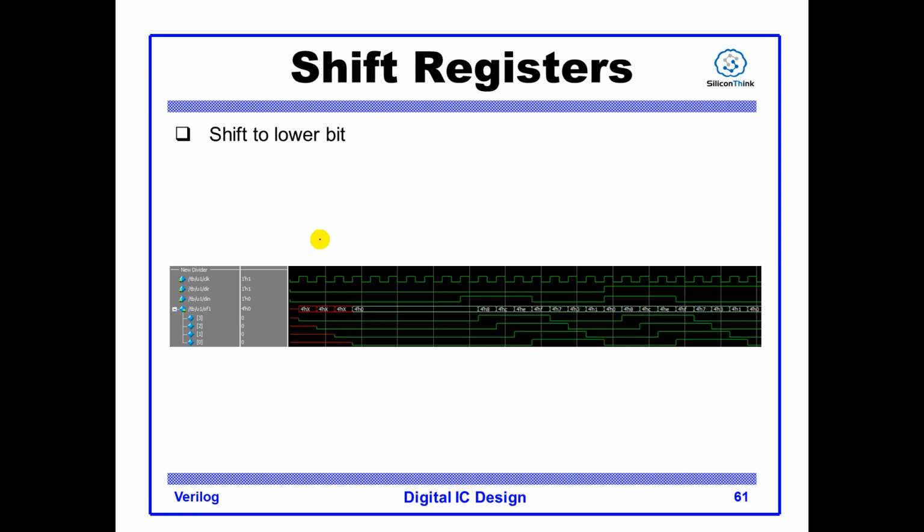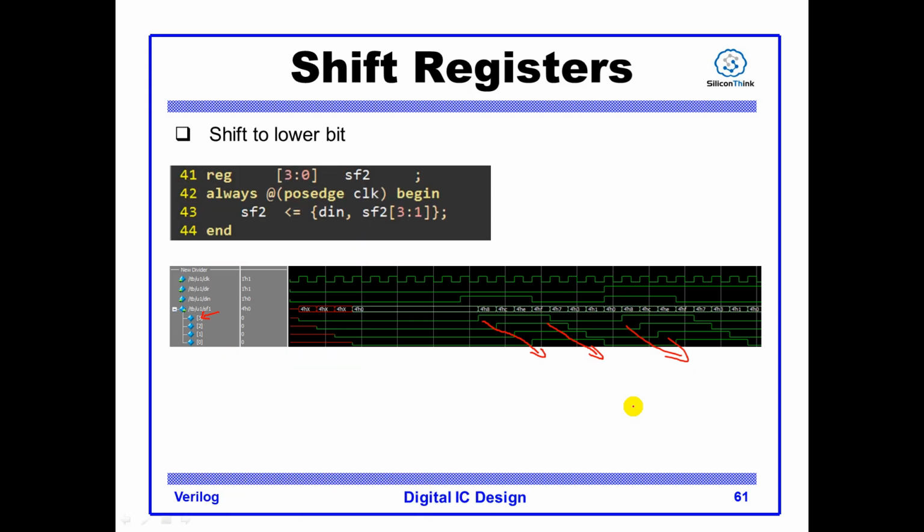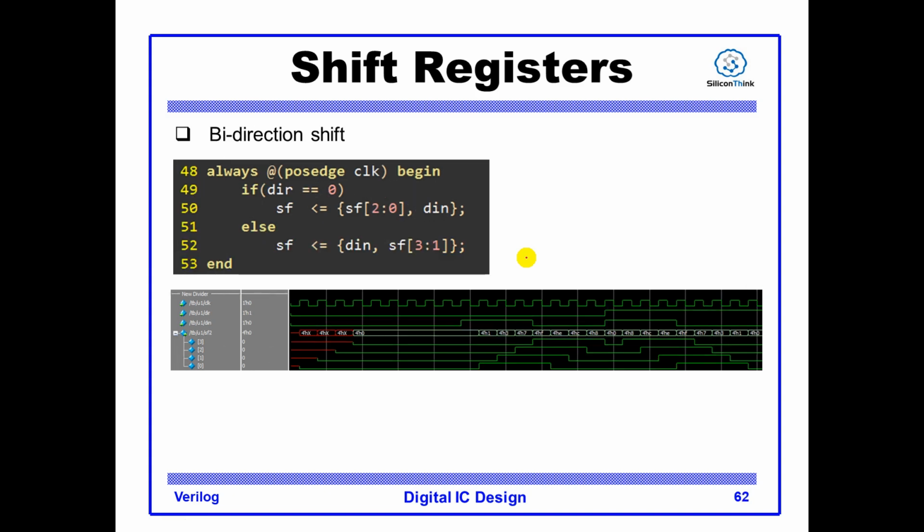This is the waveform for the shift to lower. You can see the value on the MSB will shift to the LSB. So this is the code. The D in goes to the MSB, and the value will be shifted to the LSB.